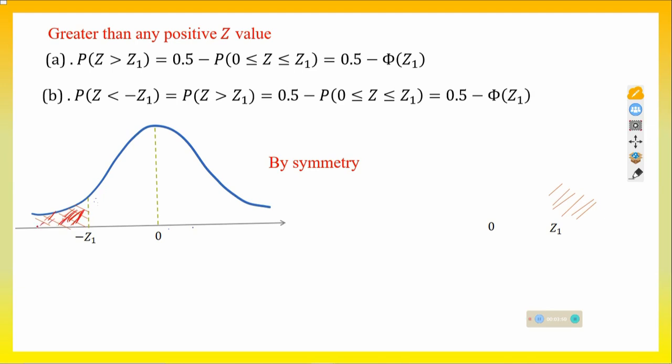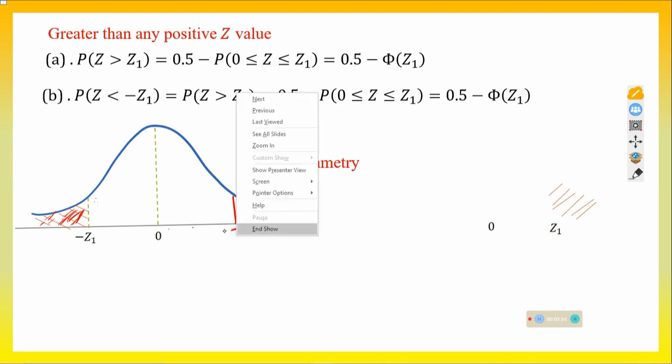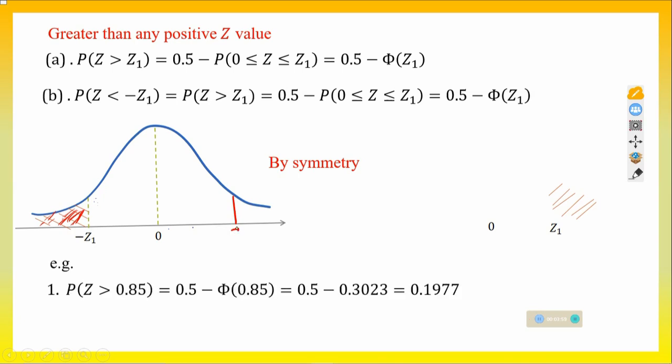So this same probability here is the same probability if you have Z1 here, and if this is Z1, then it means this same probability here, which is greater than Z1, is the same probability as this one here. So that's why we say by symmetry, the two are the same.